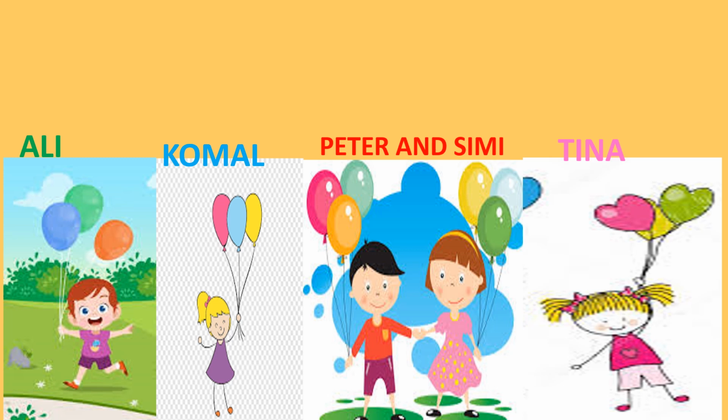Here we have our friends Ali, Komal, Peter, Simi and Tina. All of them with beautiful balloons. How many balloons does each child have? 3 and 3 and 3 and 3 and 3. That means 5 children have got 3 balloons each. 3 plus 3, 6; 6 plus 3, 9; 9 plus 3, 12; and 12 plus 3, 15.